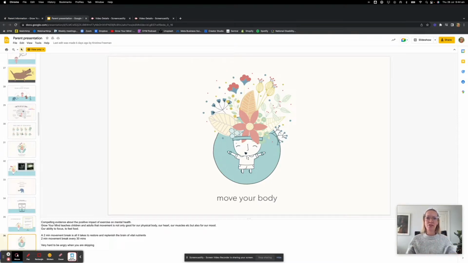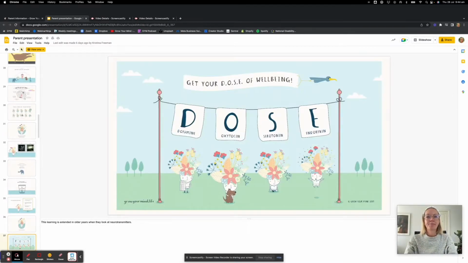And most of us realize the physical benefits from moving our body. At Grow Your Mind, a big part of learning is understanding that moving your body also helps your mood, helps boost positive mental health, and that ability to focus as well. It is very, as it says there, very hard to be angry when you're skipping. If any of your kids at home are angry or cross, throw them a skipping rope. Hopefully they won't take it to one of their siblings.